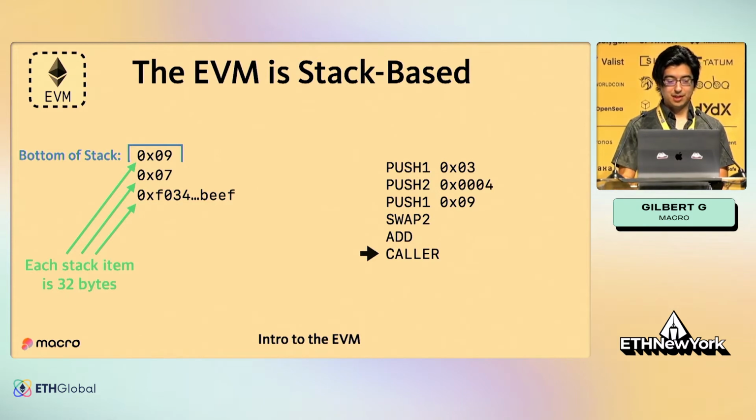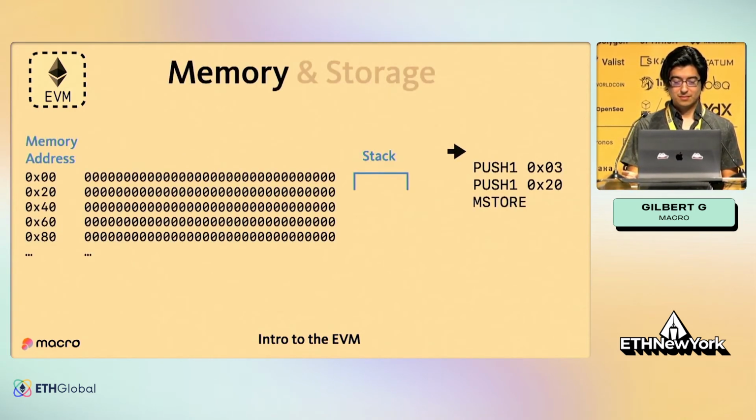Each stack item is 32 bytes. That's just the way it works. If you have something larger than 32 bytes and you need it on the stack, you get to do really complicated stuff. Or you can use memory. So memory is another data structure that you have access to on the EVM. For memory, it's just a really long array, effectively. It starts at 0, and it goes as long as you want. In practice, it doesn't go as long as you want because you will eventually run out of gas. But technically, there's no restriction as to what memory address you decide to use.